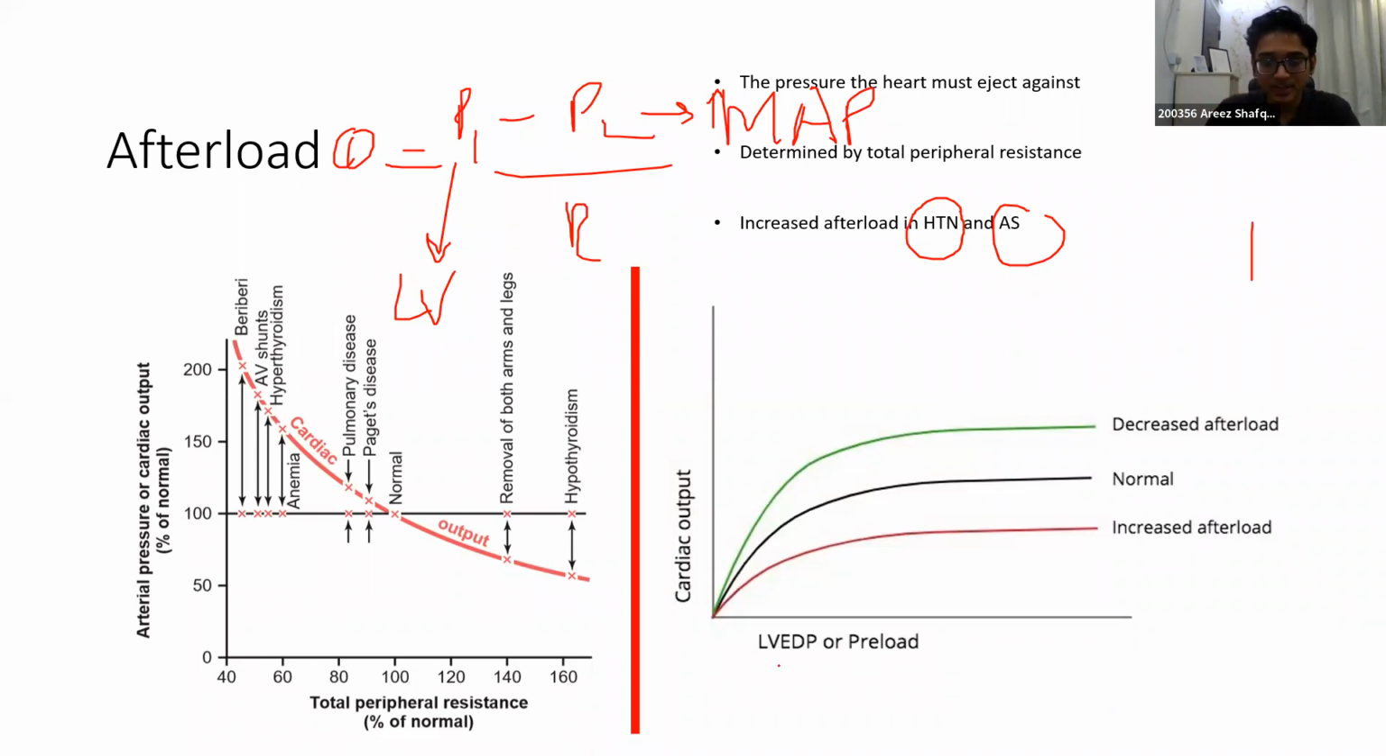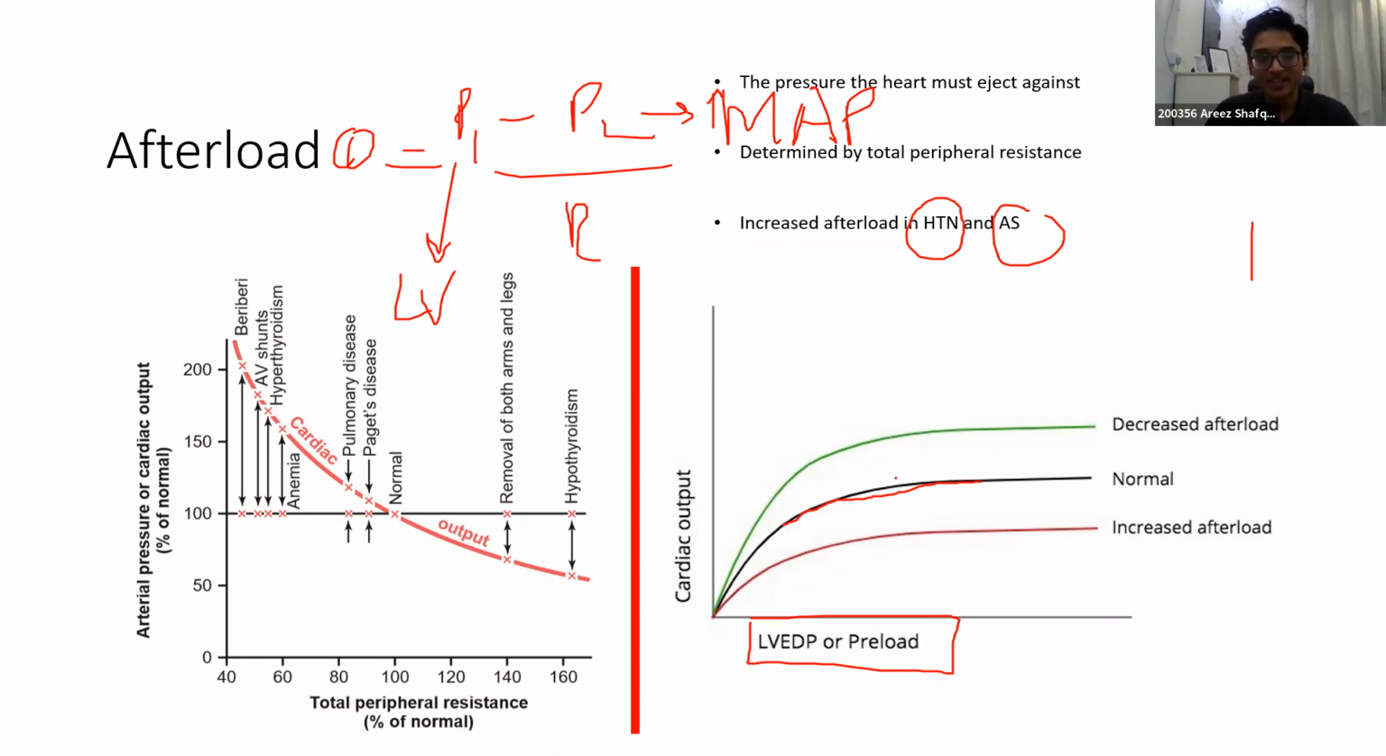If this is the same curve we've been discussing the whole time, this is preload. Now this is the normal. As I'm increasing preload, I'm increasing cardiac output. This is Frank Starling. Now, if I decrease afterload, what will happen? The pressure gradient will increase. That means cardiac output will increase.